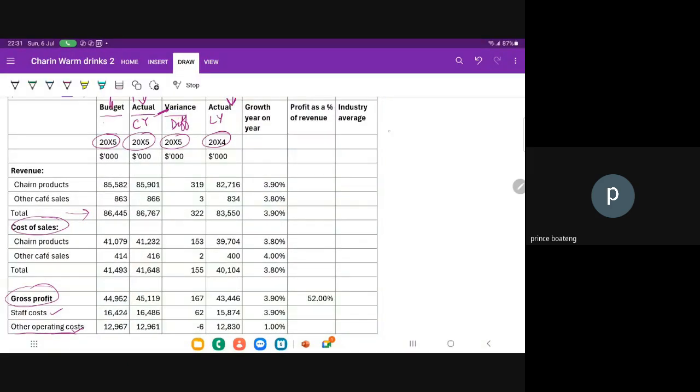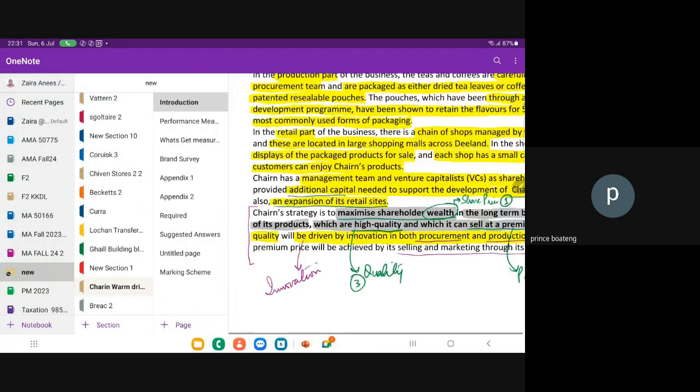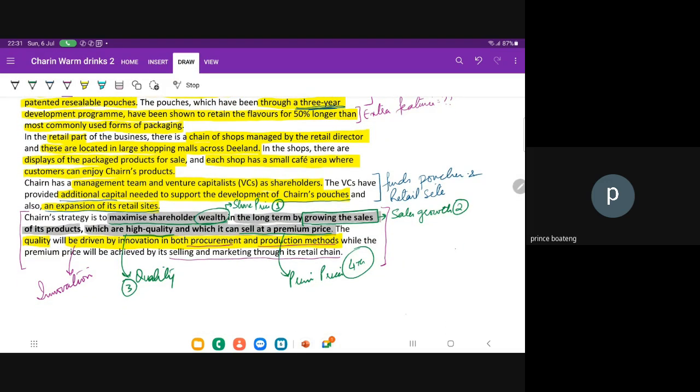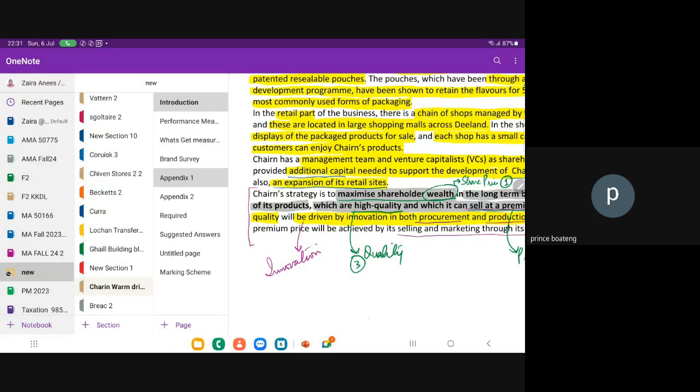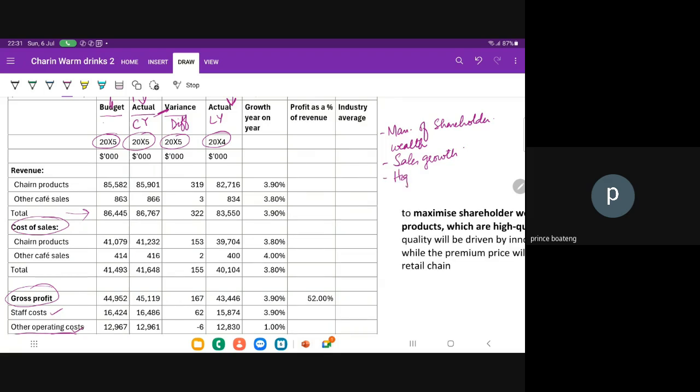So the first one is maximization of shareholder wealth. The second one is sales growth, right? What is the next one? I actually copied it. I don't know why it's not mentioning it here. High quality product selling at premium prices. Oh, here it is.